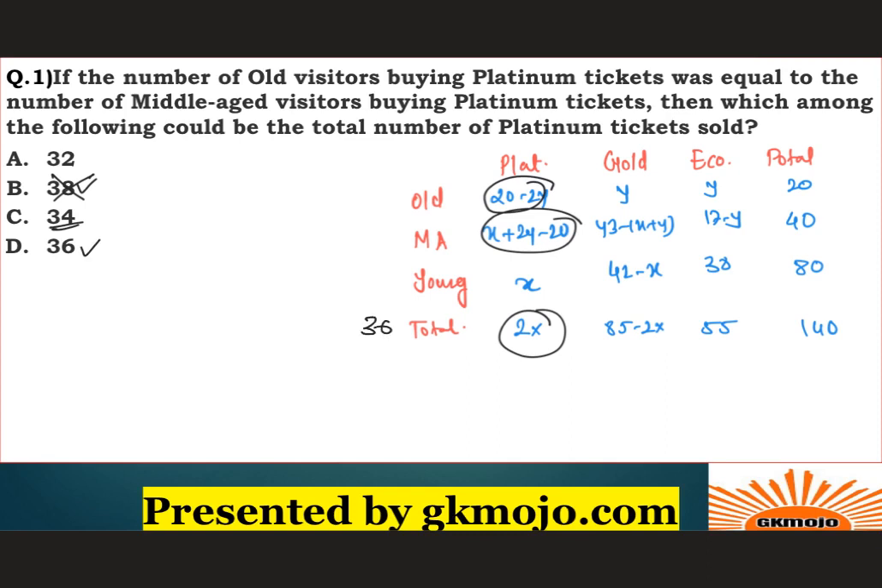Now let's suppose this is 36, the last option. So this will be 18, and this will be 9 and 9, since old and middle-aged visitors have bought the platinum tickets equally, right?